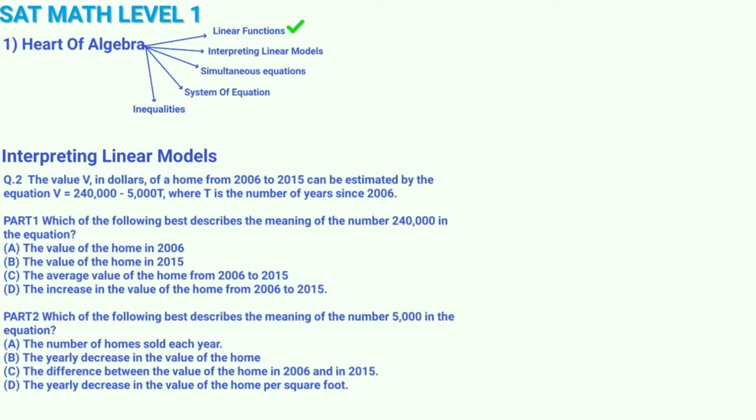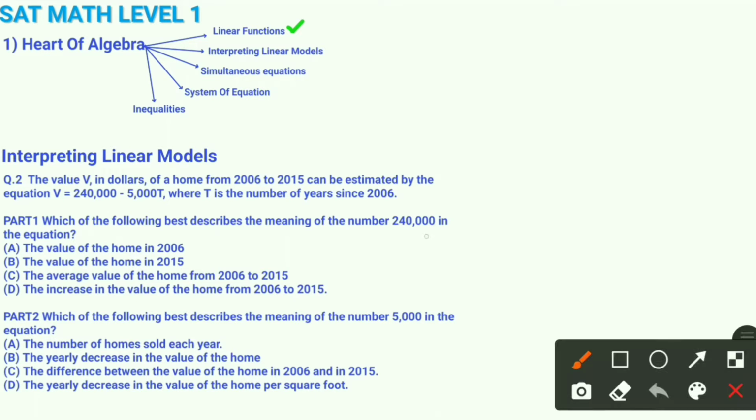Okay, question 2. The value V in dollars of a home from 2006 to 2015 can be estimated by the equation V = 240,000 - 5,000T, where T is the number of years since 2016. First of all we're going to do part 1 and part 2. Part 1 is which of the following best describes the meaning of the number 240,000 in the equation? Okay, so we have this equation. So what is 240,000? It could be the value of a home in 2006.